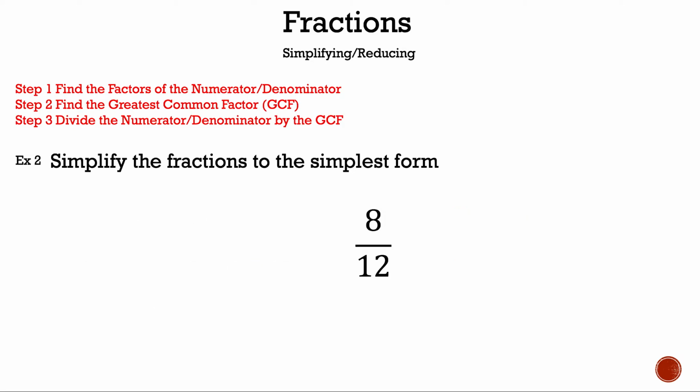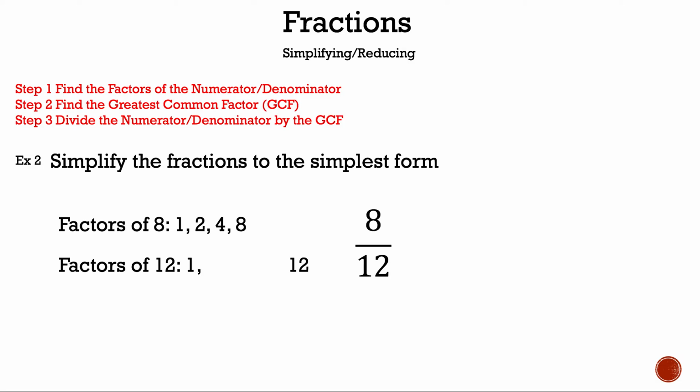Now let's take a look at example 2. We have 8 over 12. So we're going to find the factors of 8. We're going to do the first one, which is 1 and 8. And then we're going to find the ones in between, in this case, which are 2 and 4, because 2 times 4 is 8. Now let's go ahead and find the factors of 12.